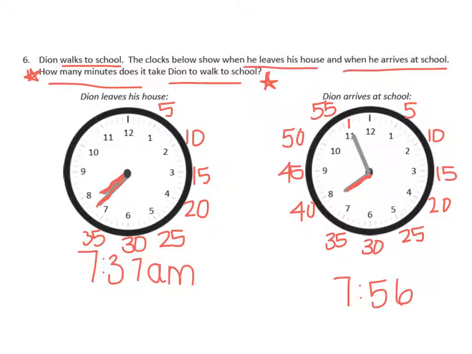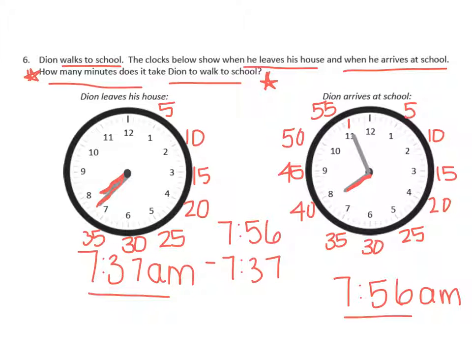So now, what do you think I'm going to have to do with the 2 times in order to figure out how long it takes him to walk to school? Pause the video while you work to solve and replay when you are ready. So I need to take the time that he arrives at school and subtract it with the time that he leaves his house. Starting with the ones, I cannot do 6 minus 7.